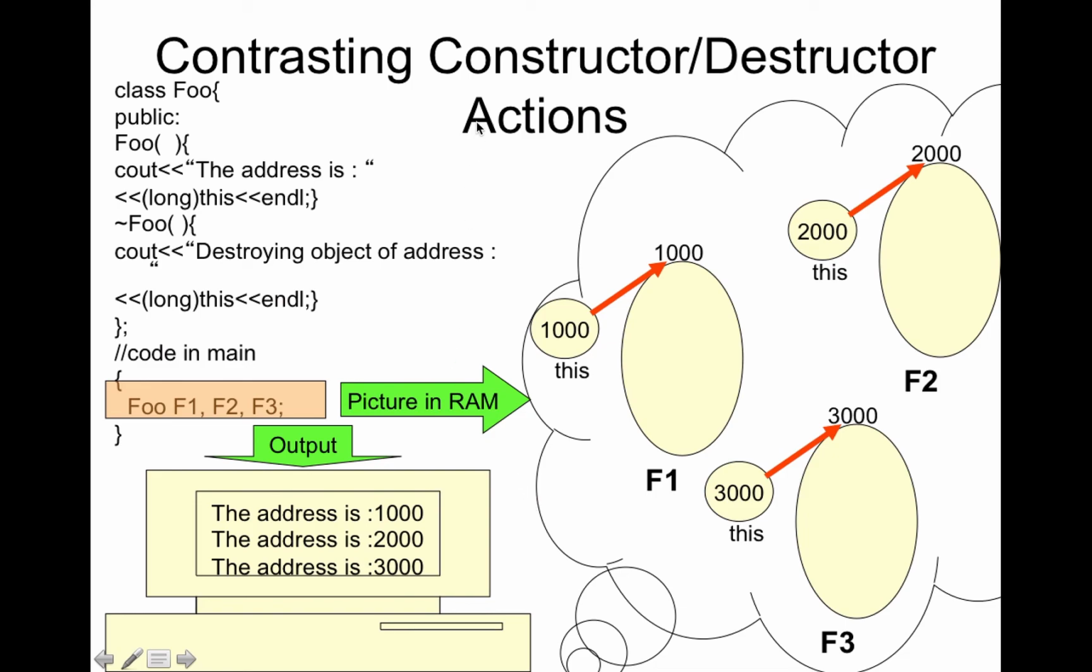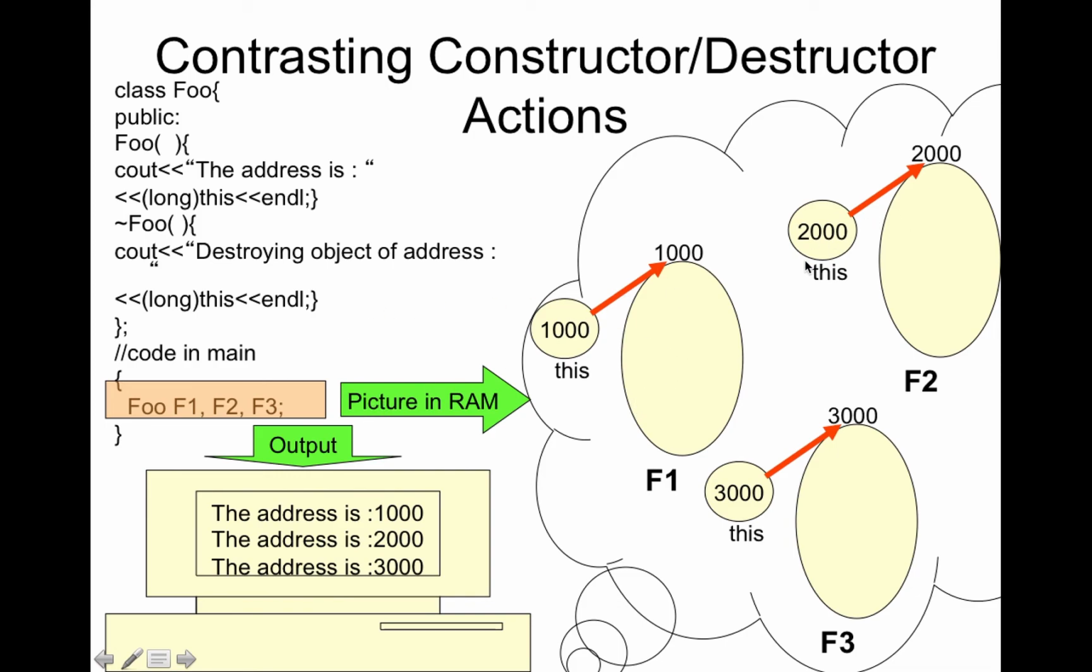Okay, so I'm going to contrast the action of the constructor and destructor right here. In the class Foo, I have a constructor here and I have a destructor here. The constructor prints the address of the constructed object. The destructor here is printing the address of the destroyed object. And again, this is optional, you don't have to put it in, I just put it in. And in the main function, I have these three objects.